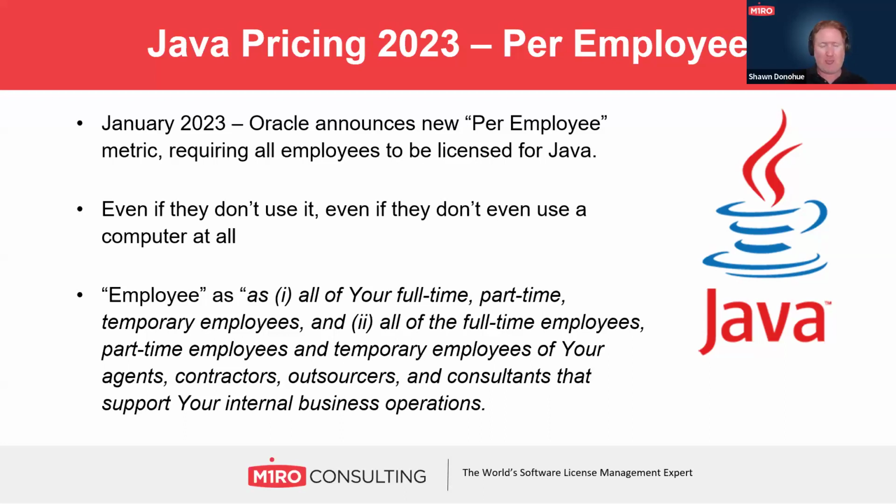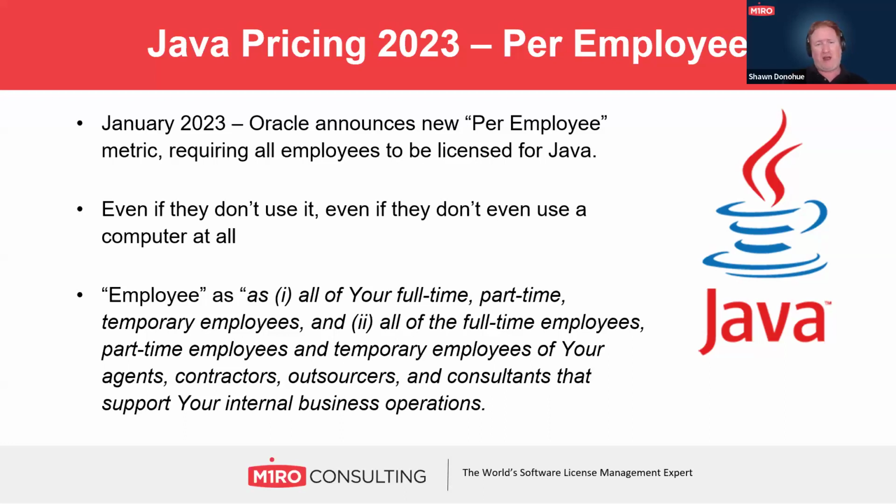And when I say everyone, I mean absolutely everyone, even if they don't use it, even if they don't even use a computer. If you hire someone to sweep the floors, they need a Java license. And the way Oracle defines that is all your employees. It's all of your full-time, part-time, temporary employees, your agents, contractors, outsourcers, consultants, pretty much everyone. If your dog could log in, your dog would probably need a license. I mean, he's already got a name. He's halfway to Named User Plus. But no, your dog does not need a license.